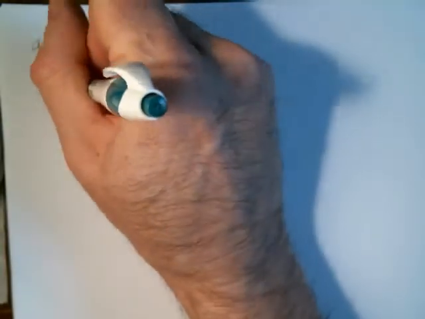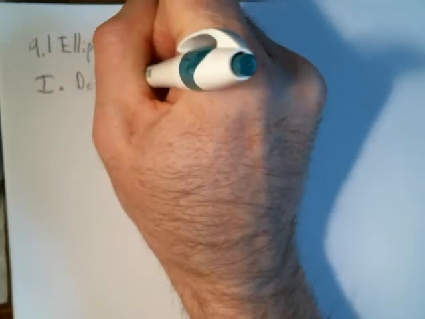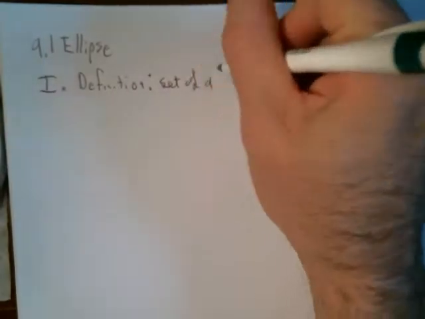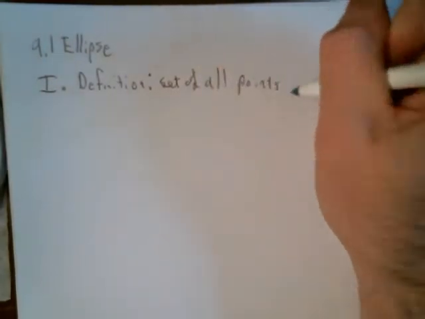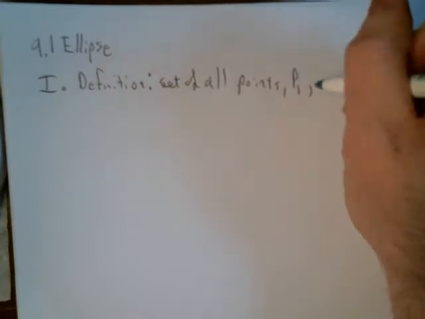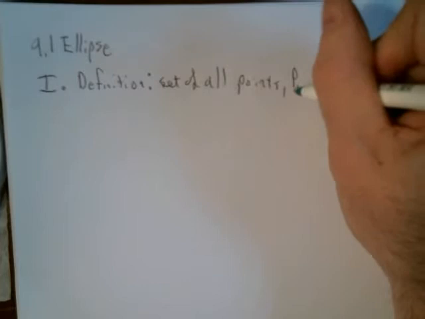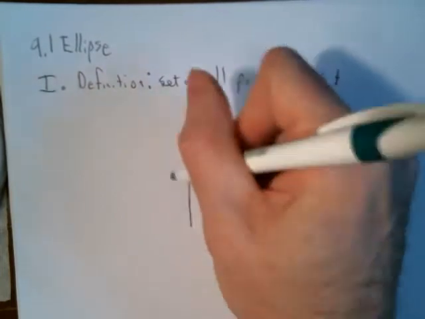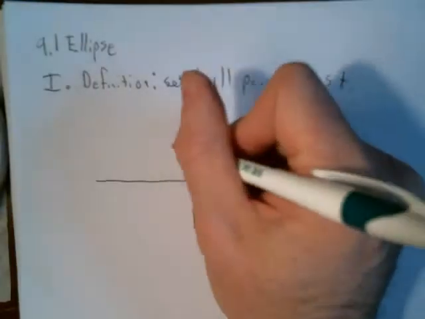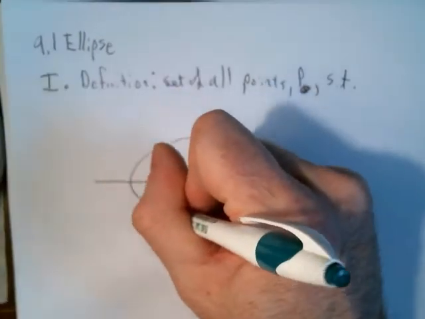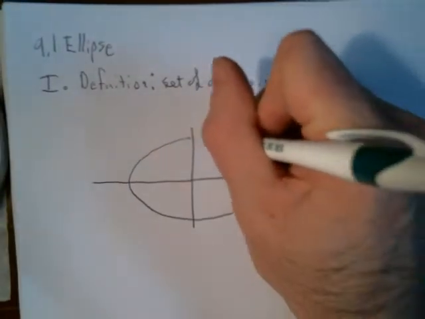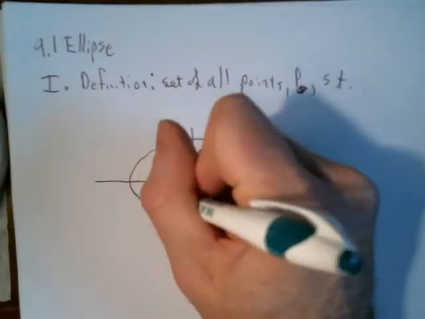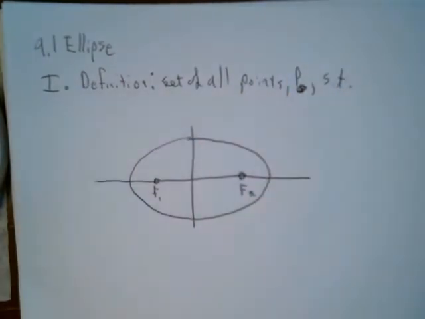So we begin with this nice definition. It's a set of all points P such that, and we sort of need a picture to define it. Okay, so we have this object, like I said, it's kind of like a football. And inside the object are 2 points called foci. Okay, so there's a focus 1 and a focus 2.